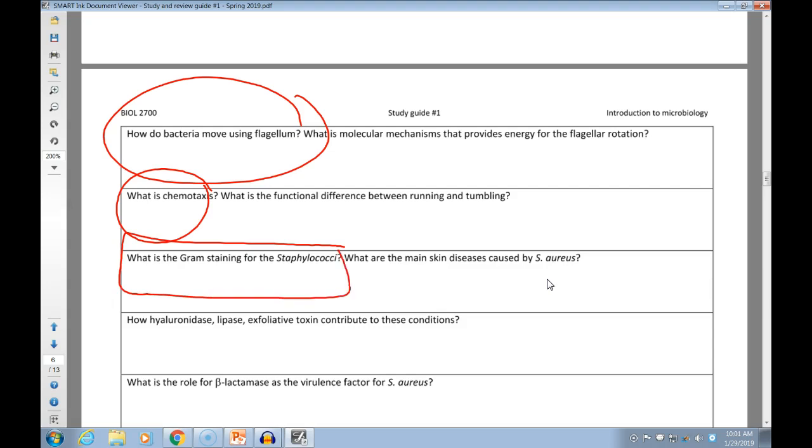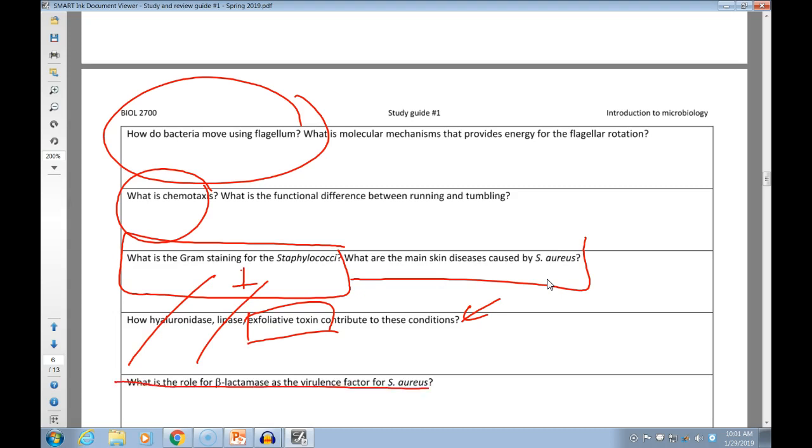Gram stain for staphylococci, positive, main skin diseases. So, remember that skin diseases, know them. Impetigo, scalded skin, furuncle, carbuncle, necrotizing fasciitis, all that kind of stuff. I'm going to ask some of those. Now, you don't need to know this too. Exfoliative toxin breaks down the basement membrane, contributing to cutaneous diseases caused by Staph aureus. We didn't talk about beta-lactamase, so don't worry about it.